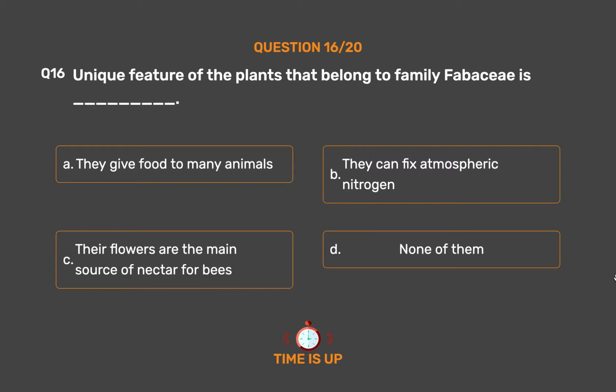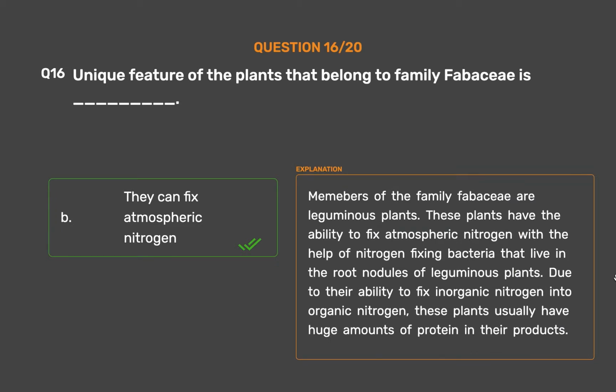The correct answer is option B. They can fix atmospheric nitrogen. Members of the family Fabaceae are leguminous plants. These plants have the ability to fix atmospheric nitrogen with the help of nitrogen-fixing bacteria that live in the root nodules of leguminous plants. Due to their ability to fix inorganic nitrogen into organic nitrogen, these plants usually have huge amounts of protein in their products.